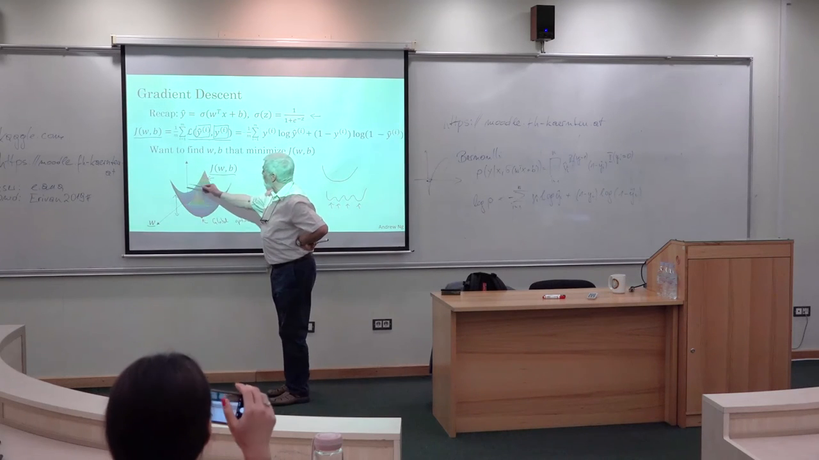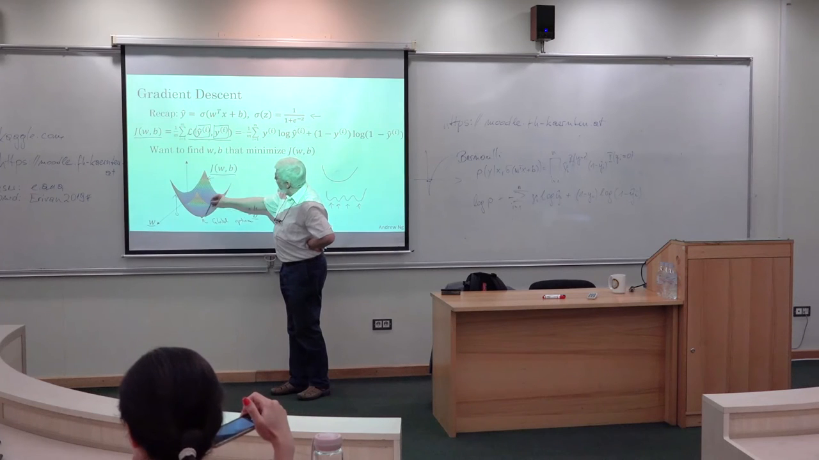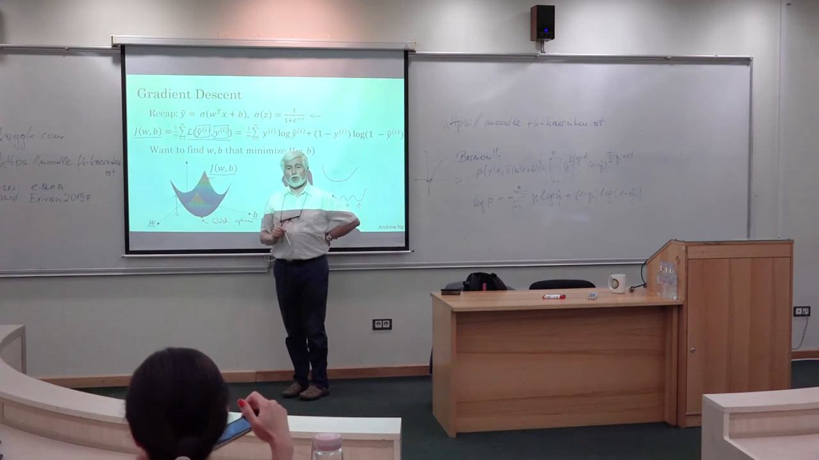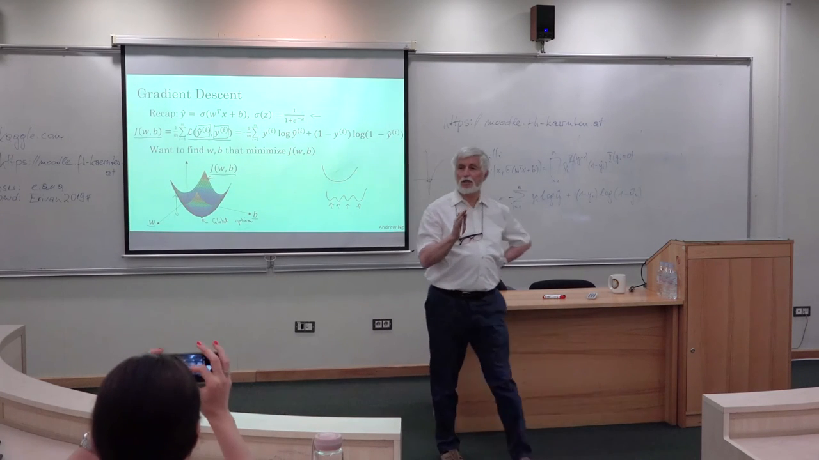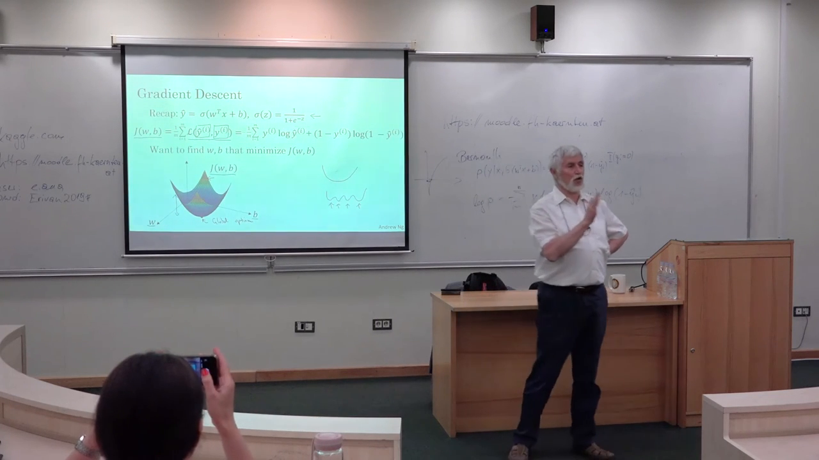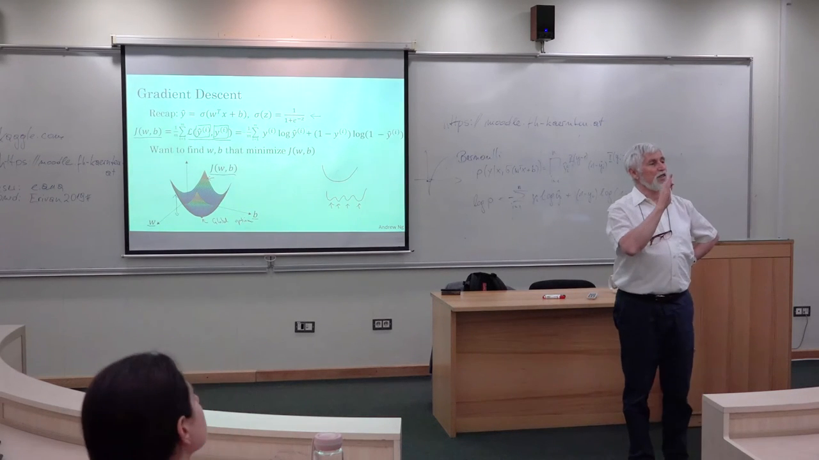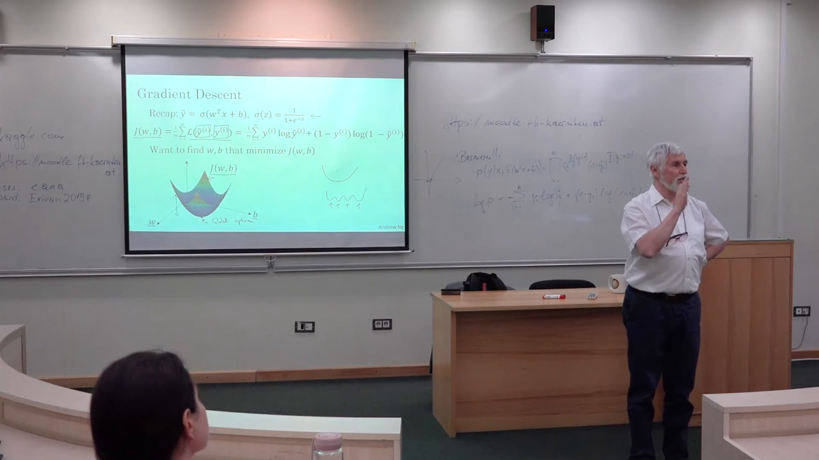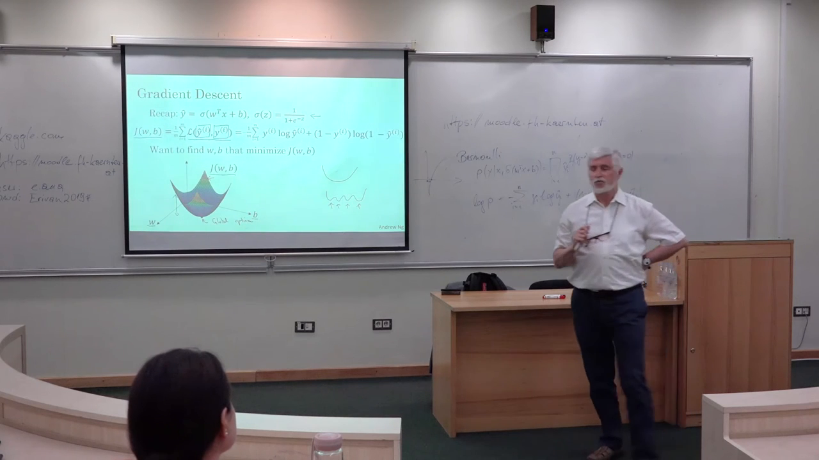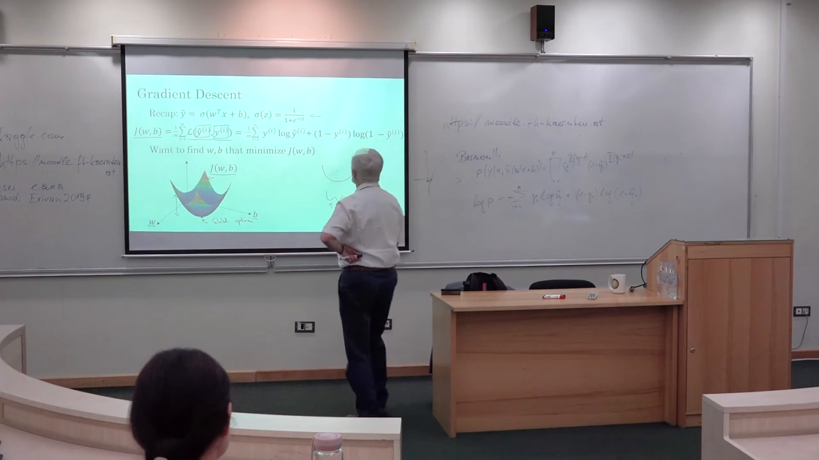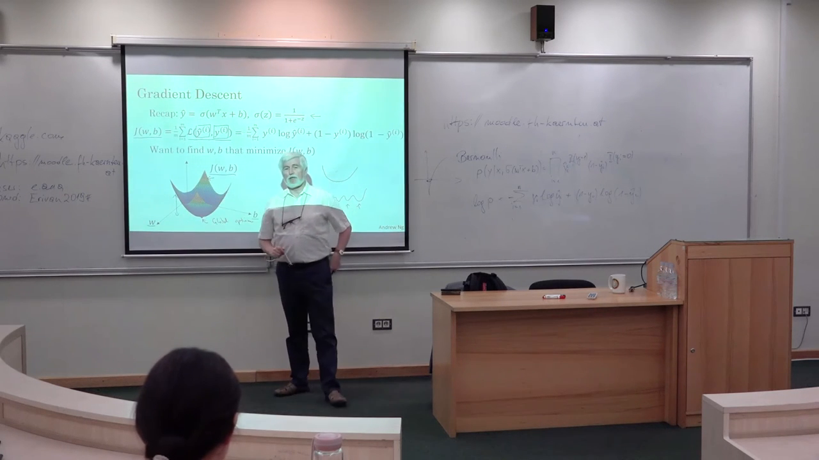This is the surface for my cost function. I'm starting here and I want to come to the minimum. Because if I have a minimum, then I have a minimum of costs. This means I have a minimum of loss, and this means the prediction is as accurate as possible. This is the idea behind it. So the question is, of course, how to get from that point to that point.